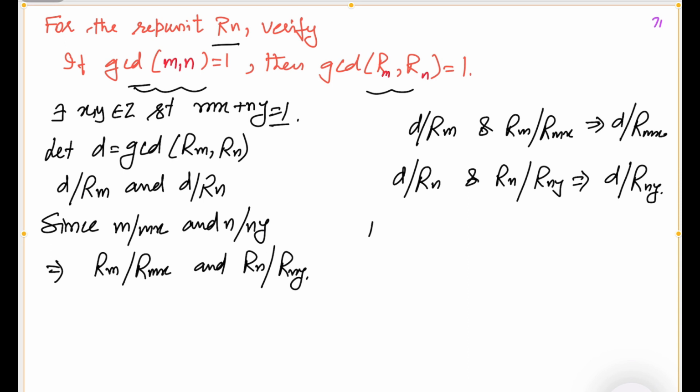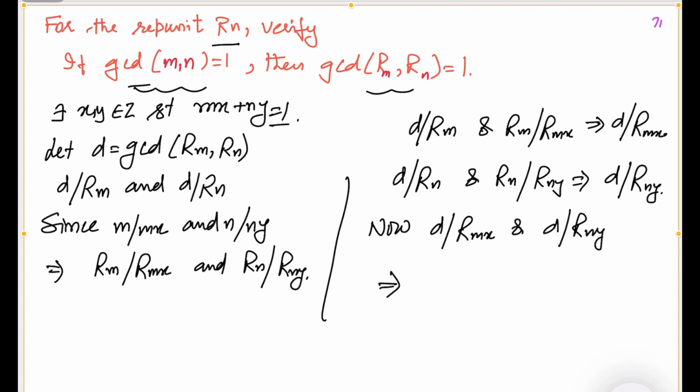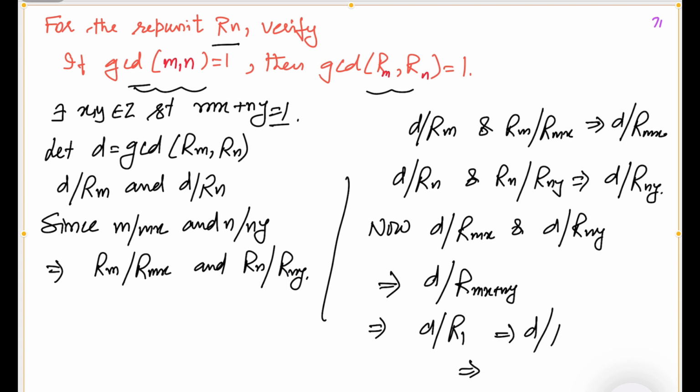So now writing again, d divides R(mx) and d divides R(ny), implies d divides their sum R(mx plus ny), which implies d divides R1, implies d divides 1. So d being a positive integer, the only possibility is d has to be 1. So hence the GCD of Rm and Rn is 1. Answer.